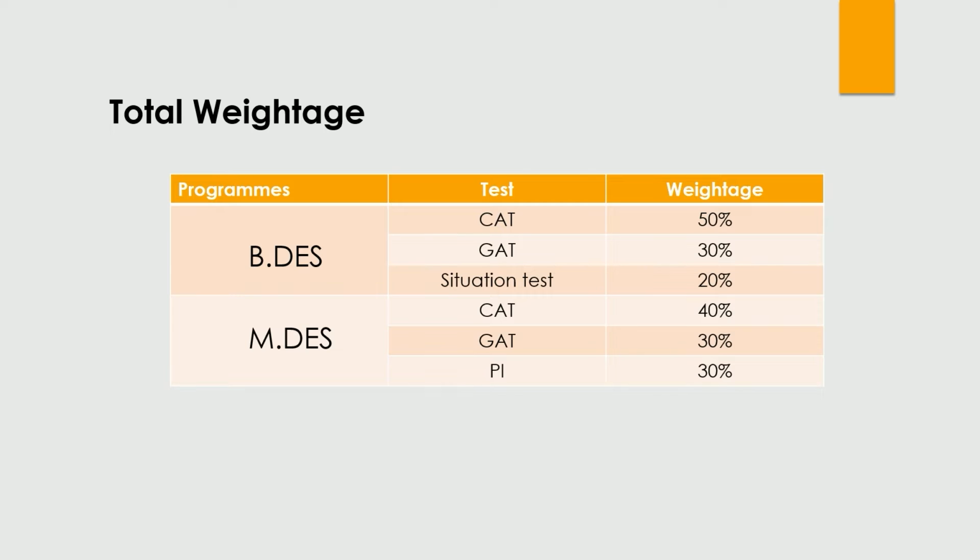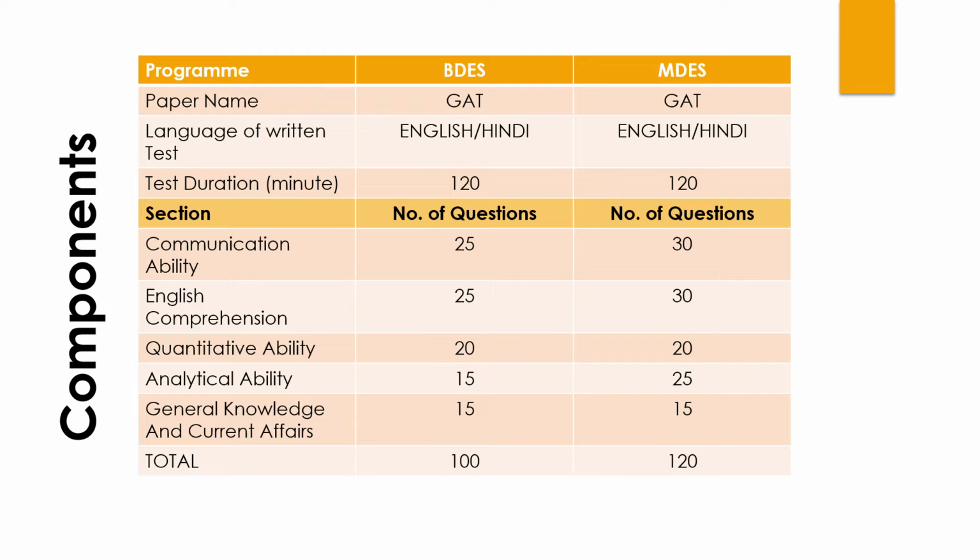Now if we look at MDes, for CAT exam, the weightage is 40%. For GAT exam, the weightage is 30%. And for the interview, the weightage is 30%. From this table, you can get an idea about the mark distribution in CAT exams for both B.Des and MDes.